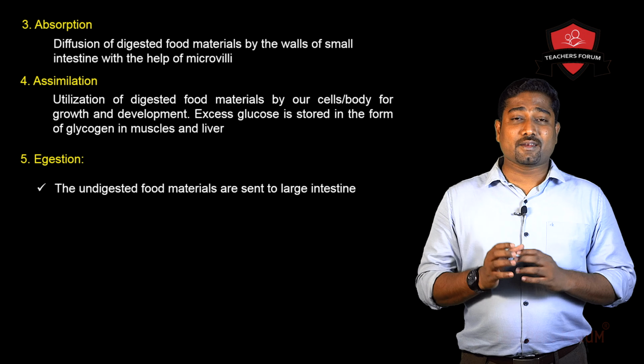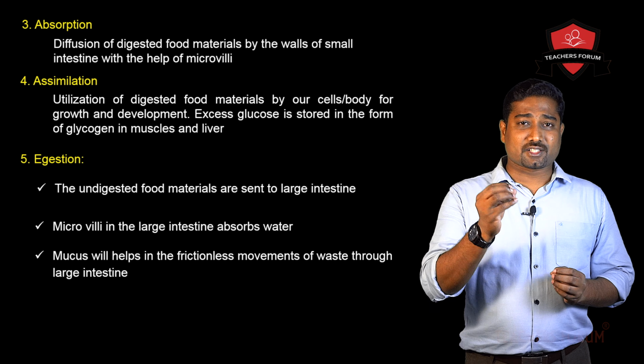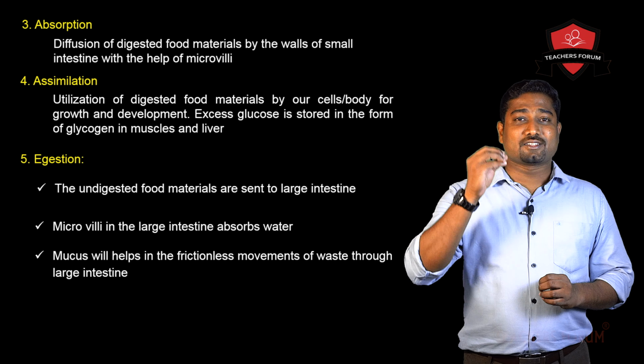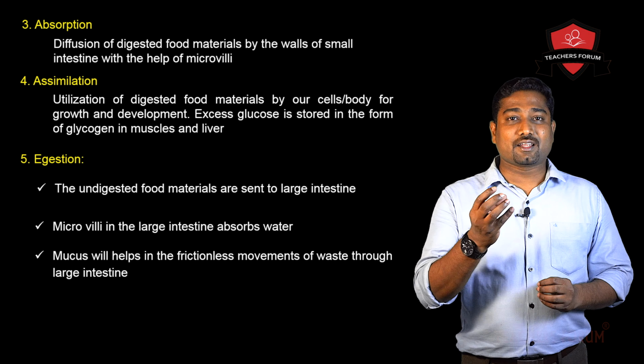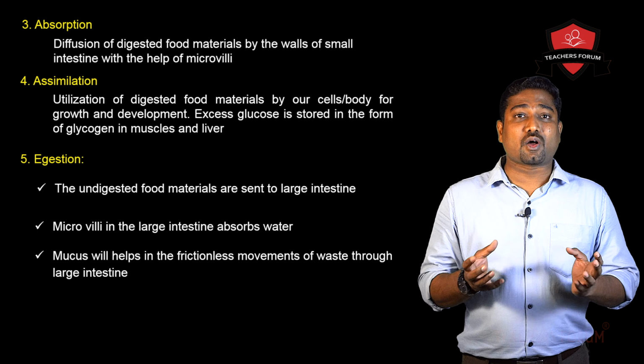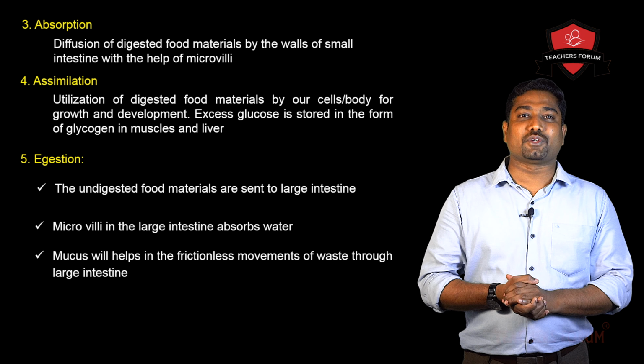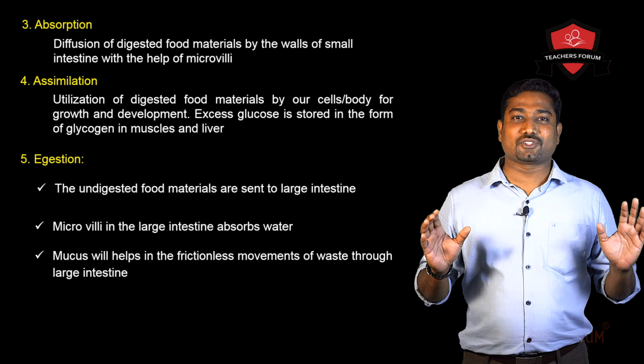In the large intestine, the waste gets much more concentrated. That is, the water present in the undigested food particles will be absorbed by the microvilli present in the large intestine, so that the waste becomes more and more concentrated and solid. The walls of the large intestine also release mucus, so that the waste can easily pass through your large intestine without any friction. The waste will be stored in the rectum for a short duration, and once you have the urge of defecation, the anal sphincter muscle present in the anus will open and the waste will be defecated from your body, thereby completing the process of digestion.